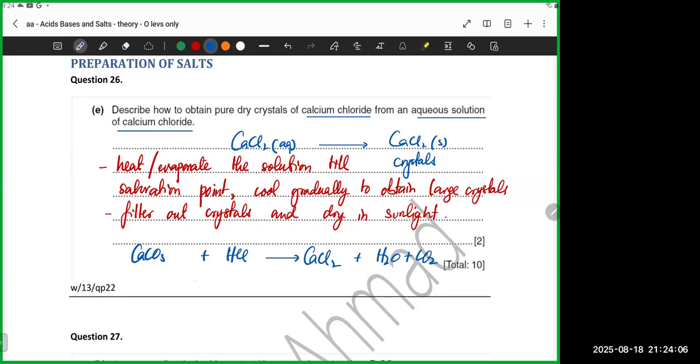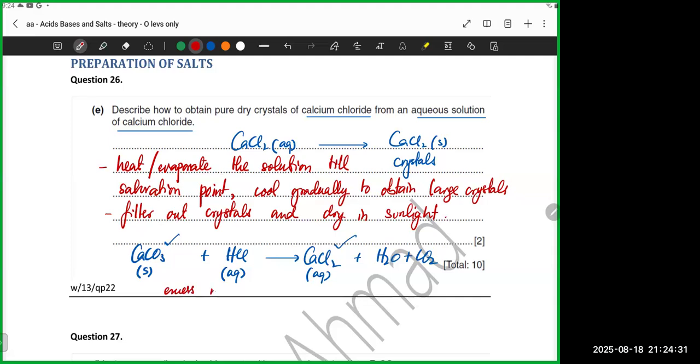Calcium metal can't be used. Metals, only magnesium would be used. So this is a solid. All carbonates are insoluble except for group 1 salts. Chlorides are all soluble except for silver and lead. So you're forming a soluble salt from an insoluble reactant. So method of preparation क्या होगा? That's going to be excess method.